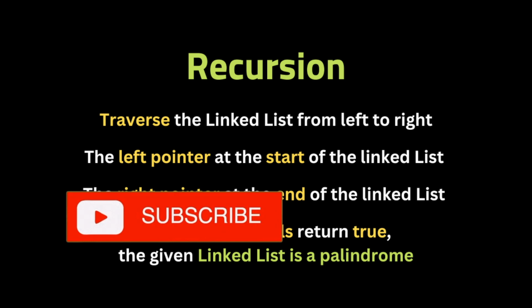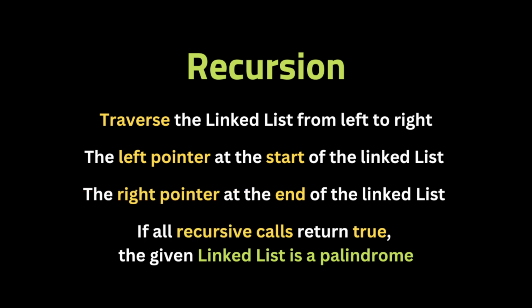For the right pointer, the recursive call will take care of it by moving it to the previous node, and we will repeat the same process by comparing the values of the two pointers. If all the recursive calls return true, the result will be a valid palindrome. Otherwise, it is not a palindrome linked list.